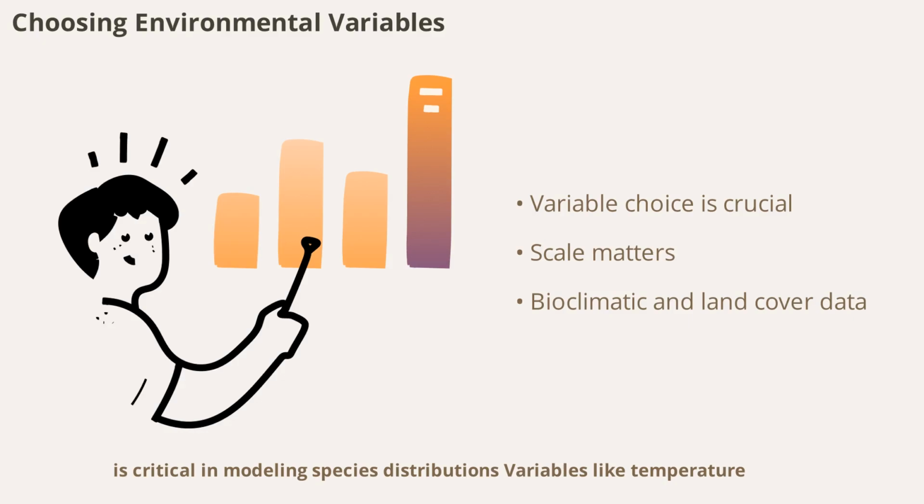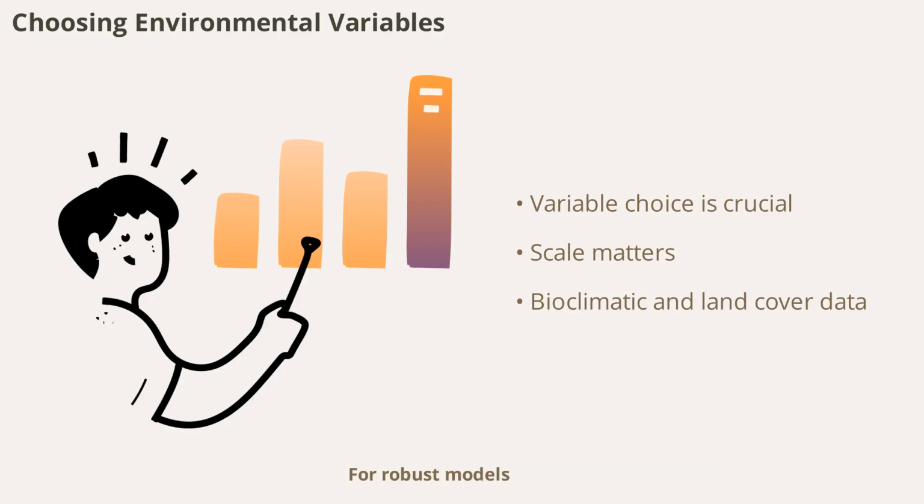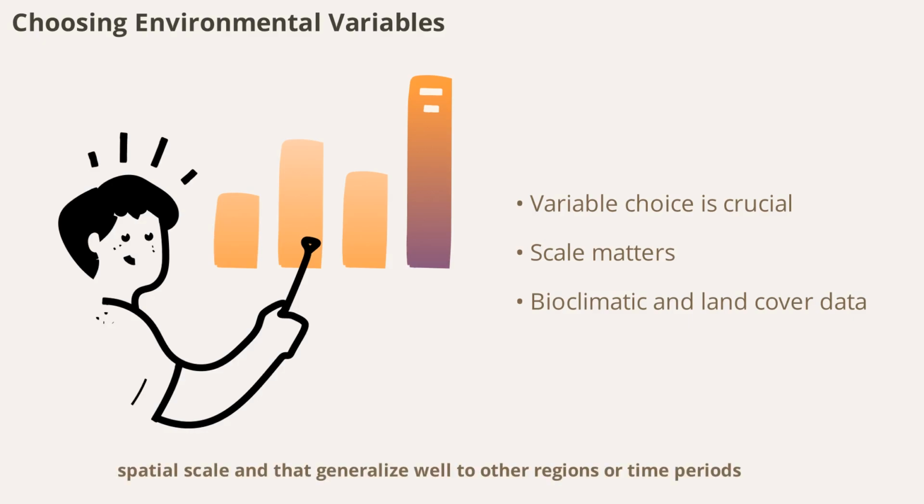The choice of environmental variables is critical in modeling species distributions. Variables like temperature, precipitation, elevation, and vegetation type directly affect a species' survival and reproduction. For robust models, it's important to select variables that are relevant at the appropriate spatial scale and that generalize well to other regions or time periods. For example, bioclimatic variables are useful for global models, while land cover may be more important at local scales. Careful selection ensures that the model captures the key factors influencing the species' distribution.